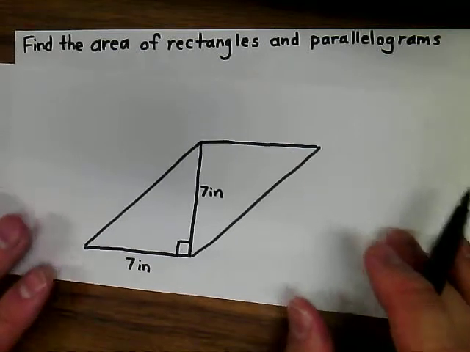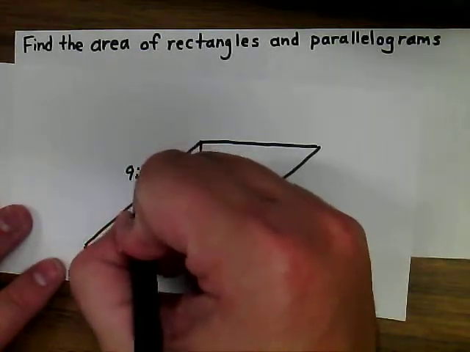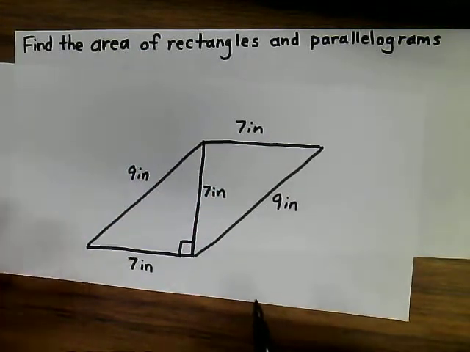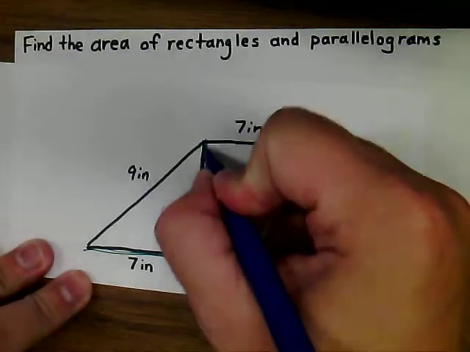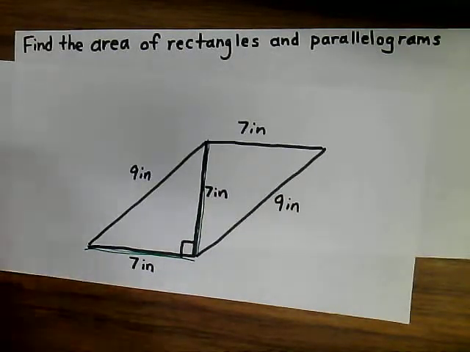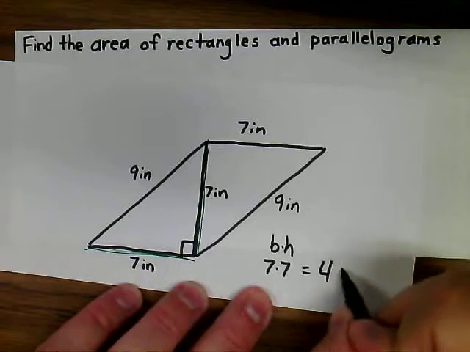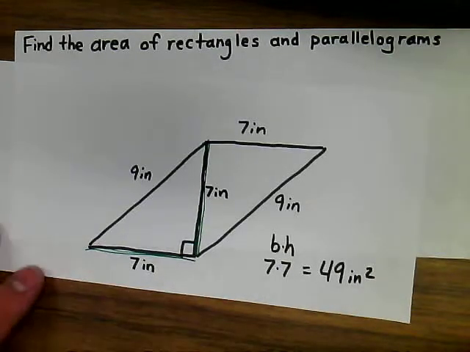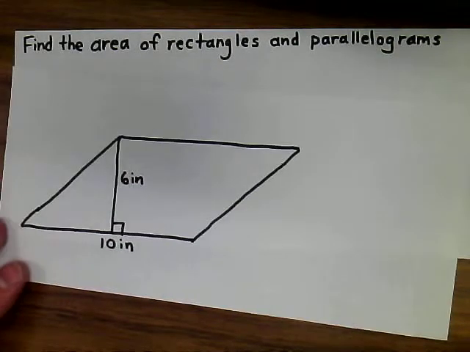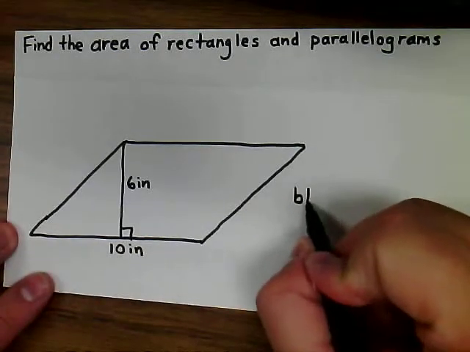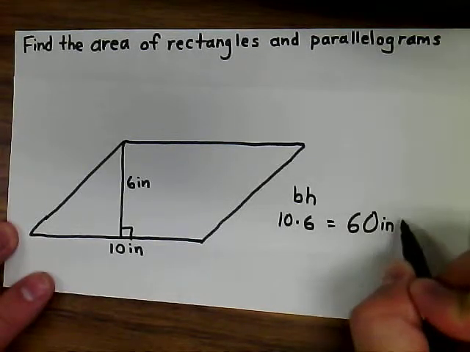So when we have a parallelogram, we've got to be careful because sometimes there can be additional labels. For example, this might be 9 inches, 9 inches, and 7 inches. We want to use the base and the height, the two items that meet at a right angle. So in this case, we would do base times height, or 7 times 7, which equals 49 inches squared, is the area of this parallelogram. In the case of this parallelogram, they've already labeled everything for you. Again, base times height, so 10 times 6 equals 60 inches squared.